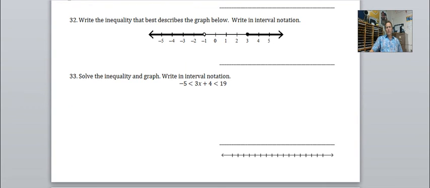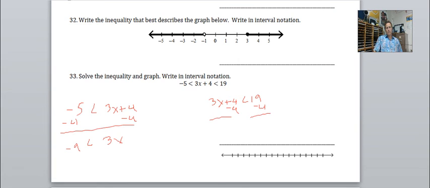Alright, 33, I need to separate these into 2 different equations. One equation is going to be negative 5 is less than 3x plus 4. The other one is 3x plus 4 is less than 19. You're solving for both. What we're doing is we're going to subtract a 4. So if I subtract a 4 to both sides, alright, you get negative 9 is less than 3x. And when you subtract a 4 on the other, you get 3x is less than 15.